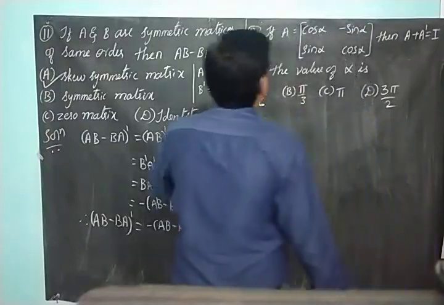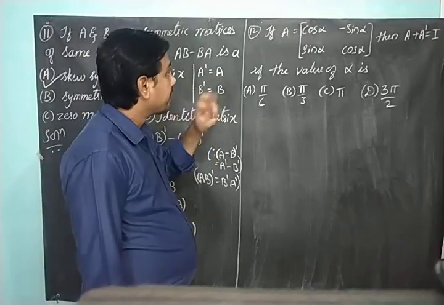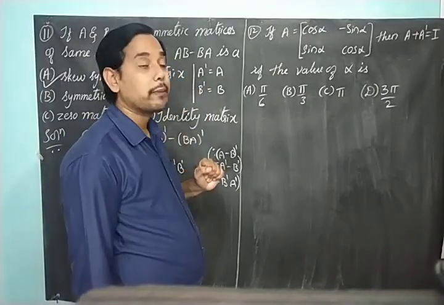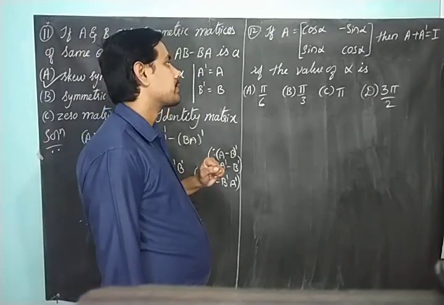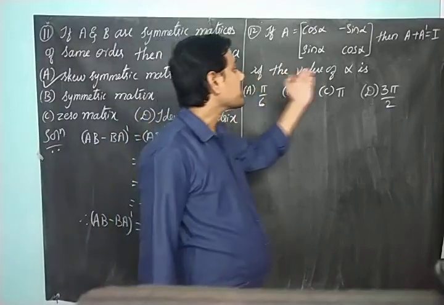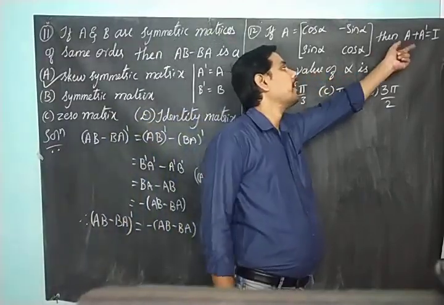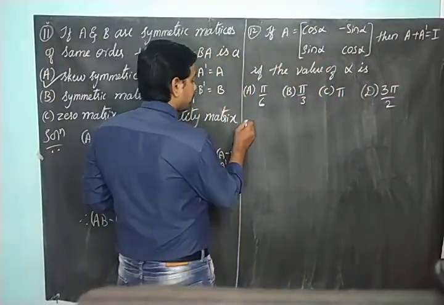Okay. So coming to the next one, the last problem of this exercise. If A is equal to cos alpha, minus sin alpha, sin alpha, cos alpha, and A plus A transpose is equal to I, then what is the value of alpha? So for what value of alpha will A plus A transpose be equal to I?